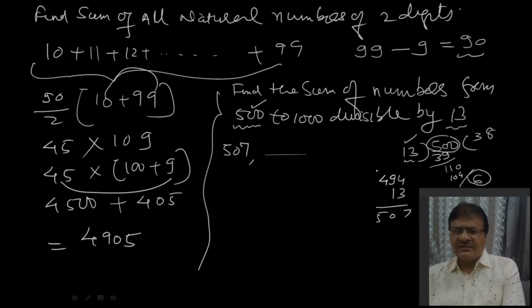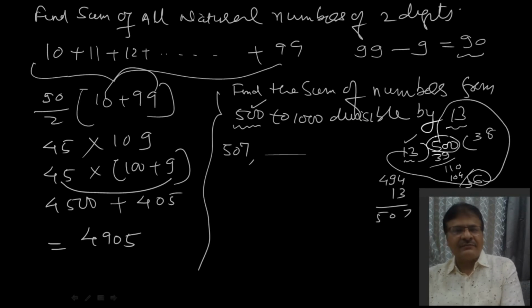Is that clear? You can do this directly: 13 minus 6 is 7. Add this 7 to 500, and you directly get the first number, 507. And we want numbers divisible by 13, so the next number is 520, then 533, and so on.